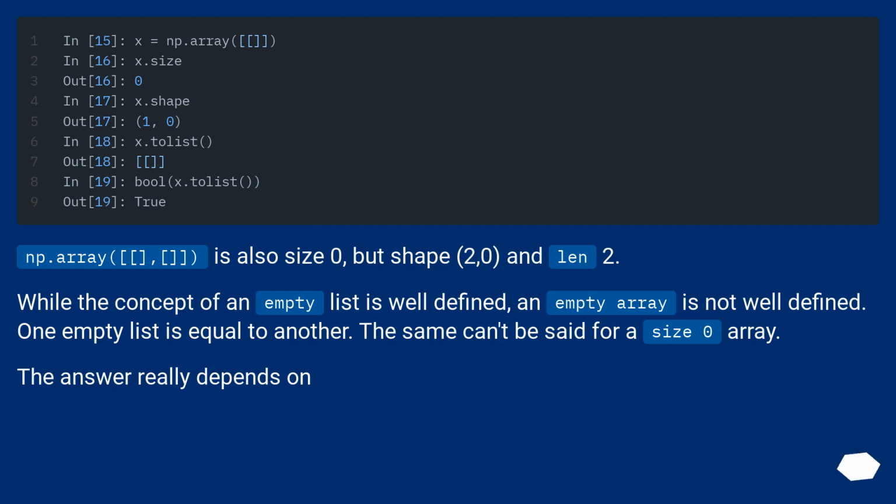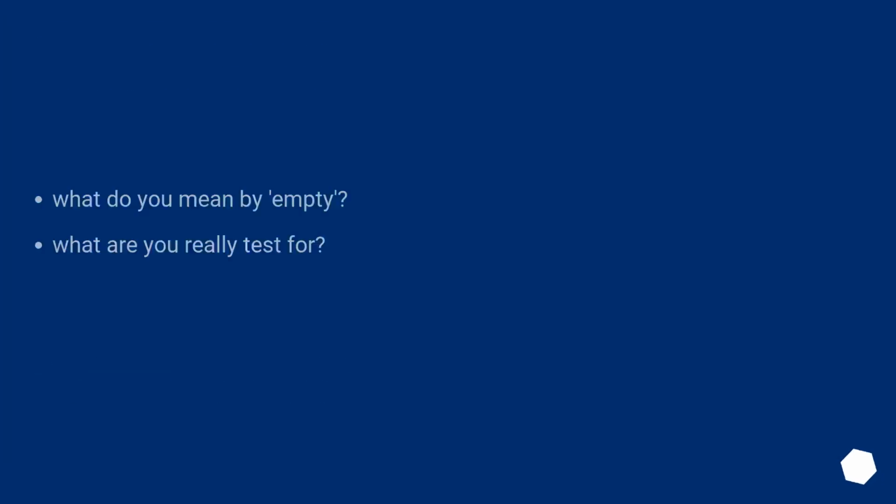While the concept of an empty list is well defined, an empty array is not well defined. One empty list is equal to another. The same can't be said for a size 0 array. The answer really depends on what you mean by empty. What are you really testing for?